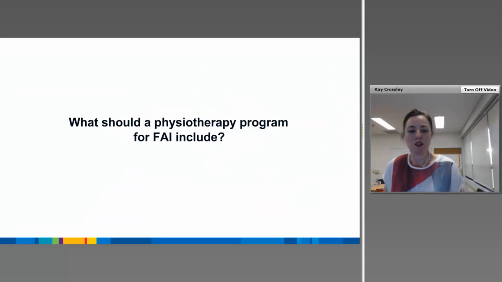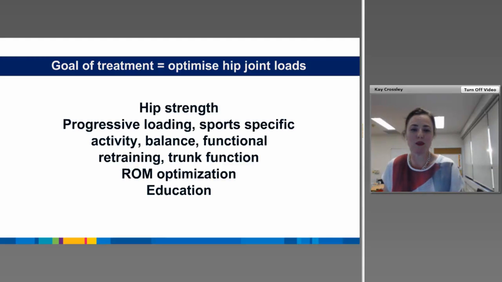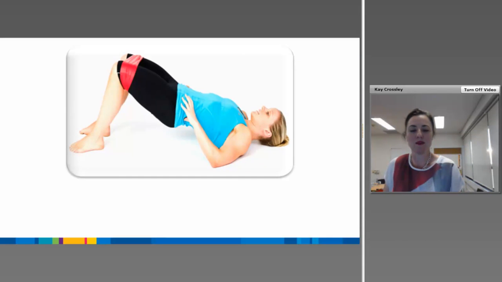So now to summarise, it's important to talk about, given what we now know about the evidence around physiotherapy impairments, what should a physiotherapy program for FAI include? So if we go back to that first slide where we looked at the hip joint load, if we think that our goal of treatment is to optimise hip joint load, we need to include these components. So we need to look at hip muscle strength, progressive loading that's sport specific, balance and functional retraining, trunk function, range of motion optimisation, and education.